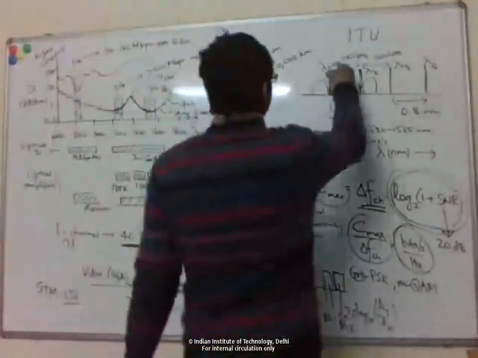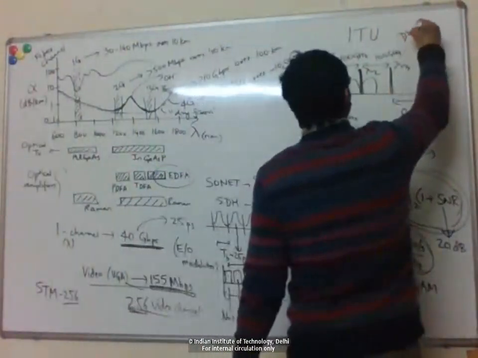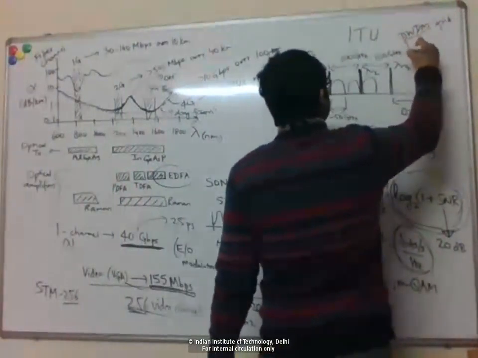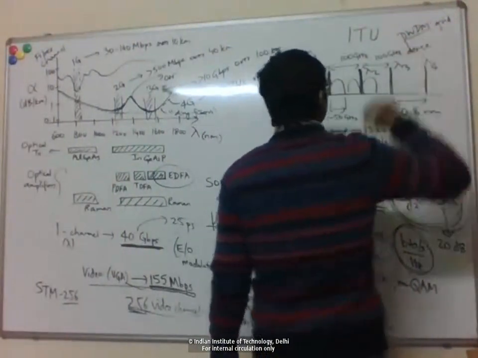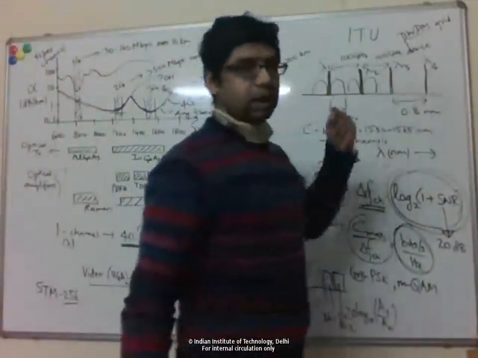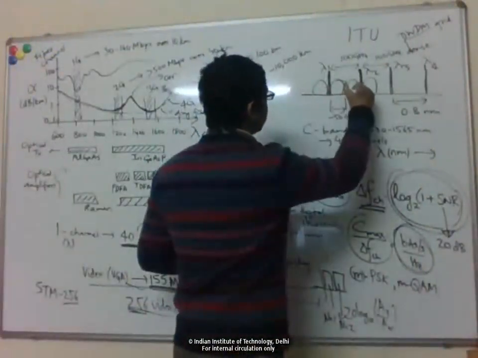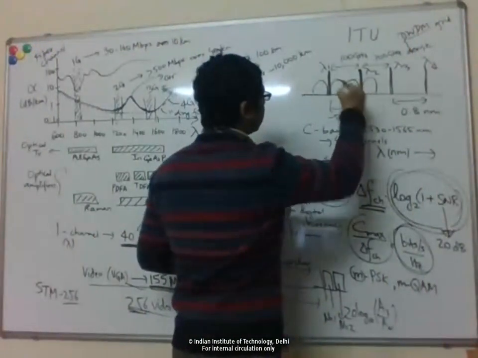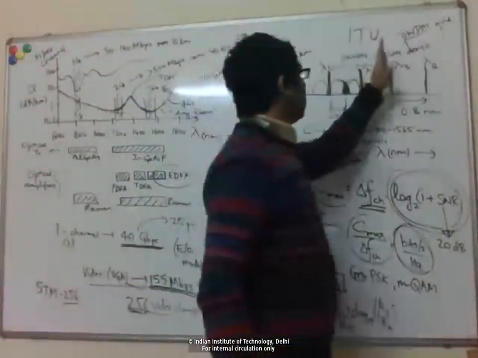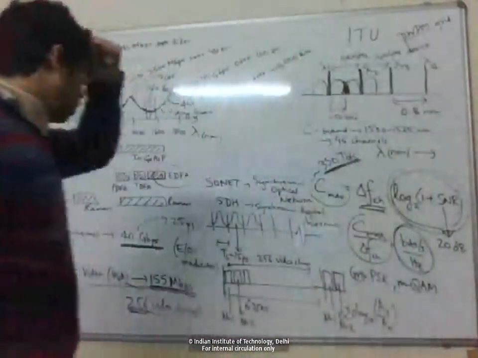So this grid of wavelengths separated by 100 gigahertz or 0.8 nanometer is called the DWDM grid, dense wavelength division multiplexing. Dense because the wavelengths are as close together as possible. If they are closer, then the data from neighboring channels will interfere. So this is the densest allocation of wavelengths that you can have, so it's called dense WDM, DWDM.